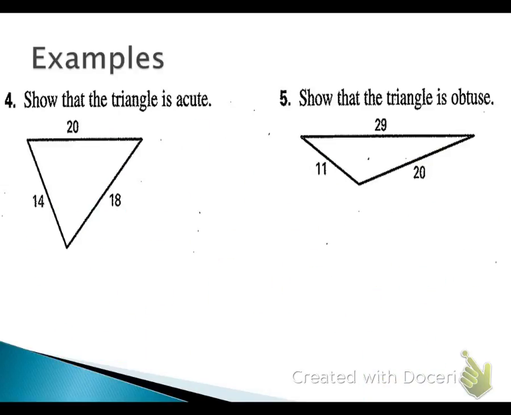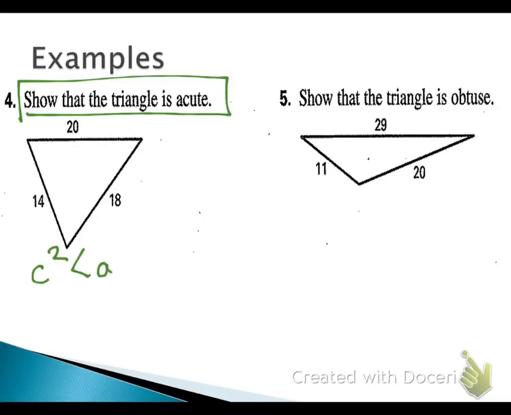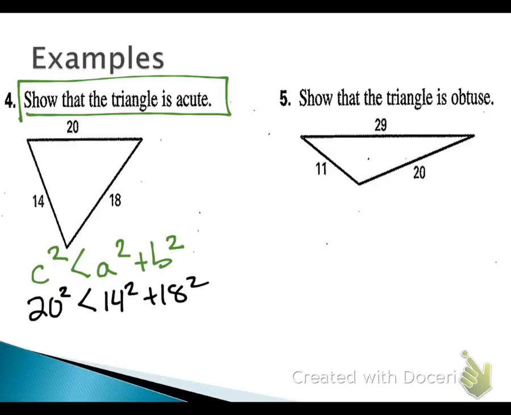All right. Next, we're going to look at number 4. Again, you don't need to draw the triangle. Just write what I'm writing so you can practice getting that C right in the front. So here it says, show that the triangle is acute. So go back to what makes it acute. What makes it acute is when C squared is less than A squared plus B squared. All I'm going to do is plug in all the numbers and show that this is what's going to happen. Okay? So I'm going to show that 20 squared is less than 14 squared plus 18 squared.